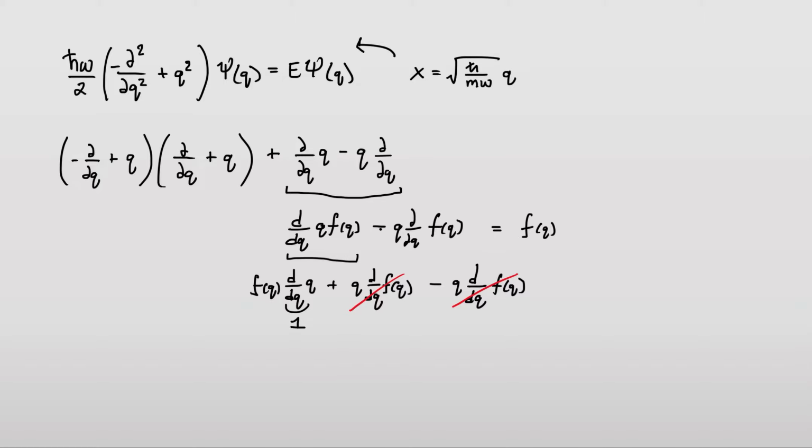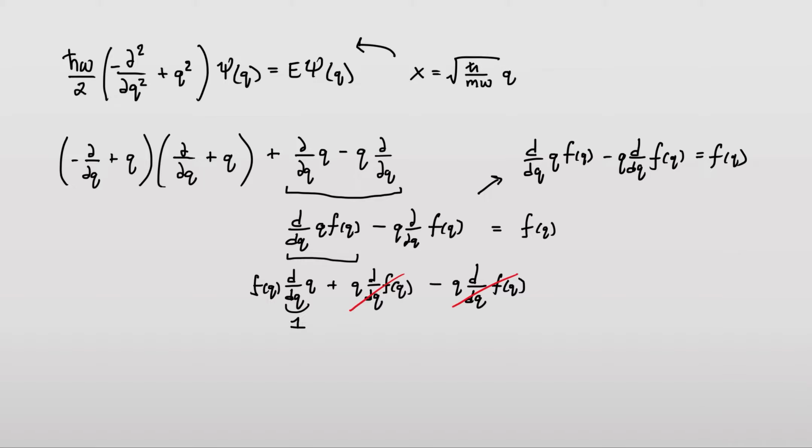Okay, so we can maybe think of dividing both sides of the equation by f of q. We get 1 on this side, right? So if we divide, I can rewrite this. We have d/dq q f of q minus q d/dq f of q, and then that equals f of q. So I just rewrote this right here.